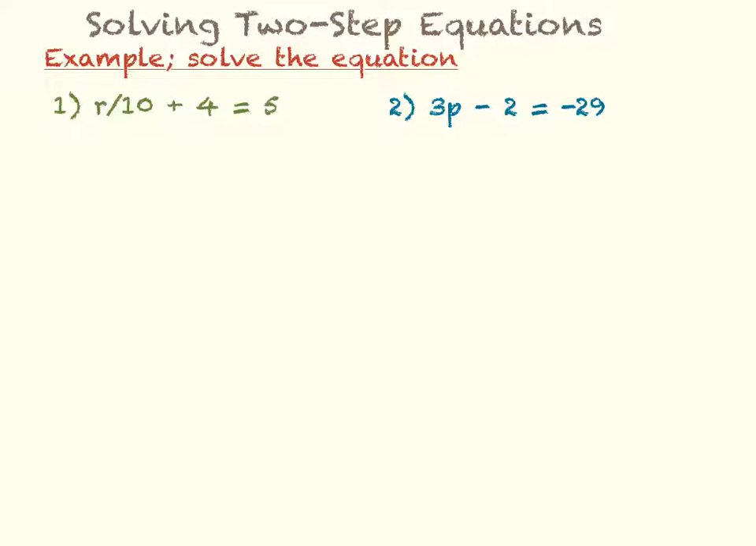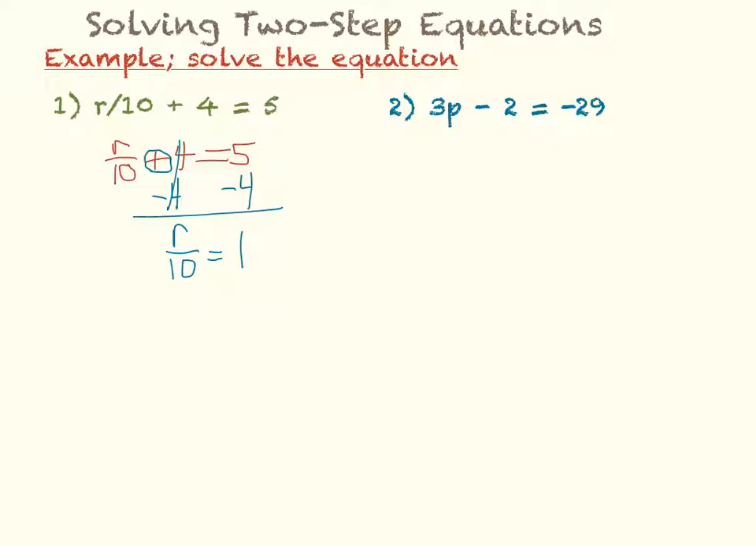That's the idea. Okay, so this first one, we have r over 10, r divided by 10, plus 4 equals 5. So when we are working on this one, we're going to work outside in. The divided by 10 is closest to the r, so we're going to start by getting rid of the 4 because it's further away. So we look at the opposite of plus 4, which is minus 4. So I subtract 4 from both sides. So I have r over 10 equals 5 minus 4, which is 1.